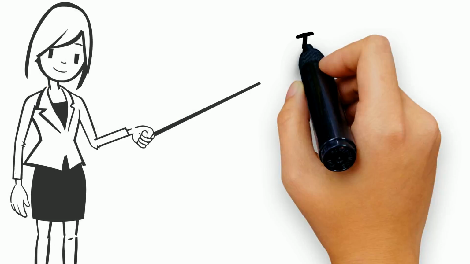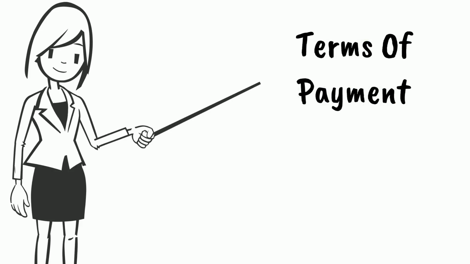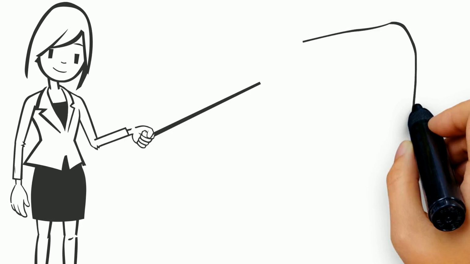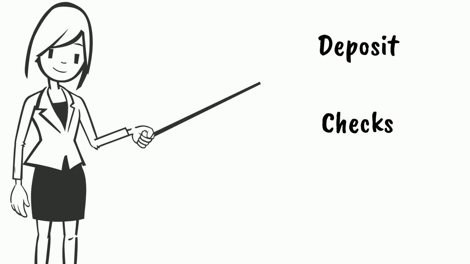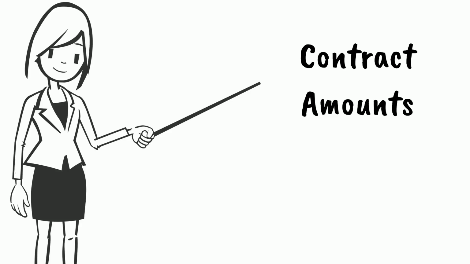The next section is terms of payment. Needless to say, it is important to specify how you want to be paid. You will want to state that an invoice for the full amount of the contract will be issued upon completion of the project and that all invoices are due upon receipt. If you require a deposit before you start the job, state so here. If you don't take checks, let them know in this section. Never assume anything.